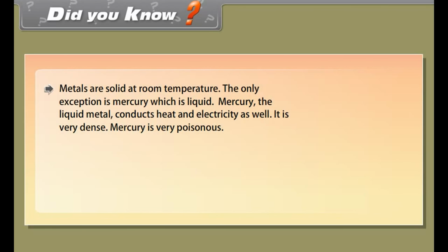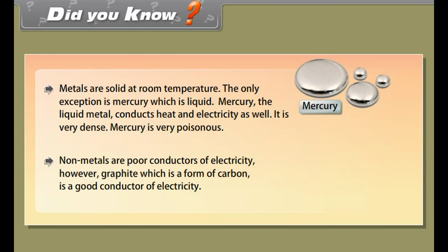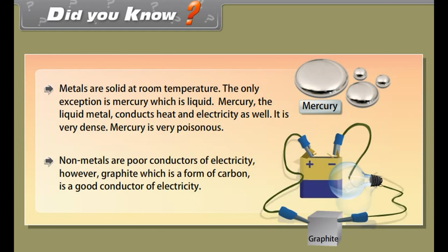Metals are solid at room temperature. The only exception is mercury, which is liquid. Mercury, the liquid metal, conducts heat and electricity as well. It is very dense. Mercury is very poisonous. Non-metals are poor conductors of electricity. However, graphite, which is a form of carbon, is a good conductor of electricity.